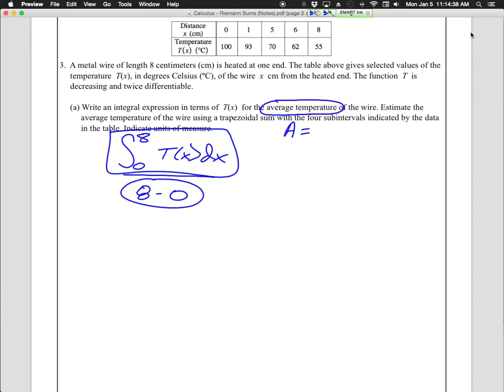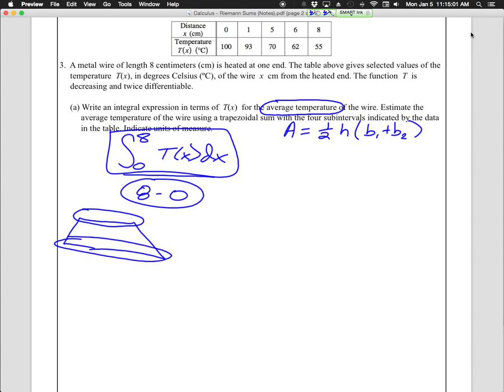It's like 1/2 times the height times base 1 plus base 2. Oh, that's so simple. Now, you guys are probably used to a trapezoid looking like that, to where your bases are on the top and on the bottom. Okay? But when we do Riemann sums, our trapezoids do not look like that. Our trapezoids look something like that.